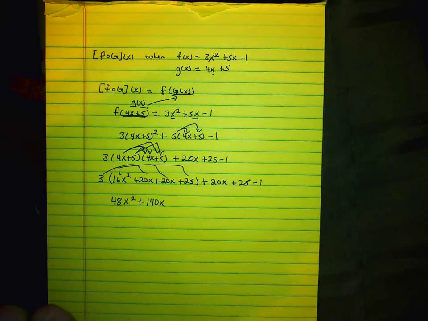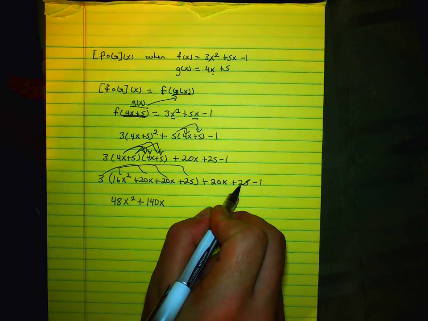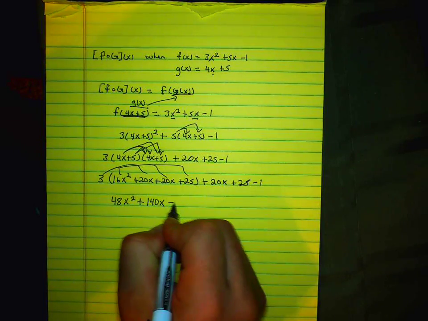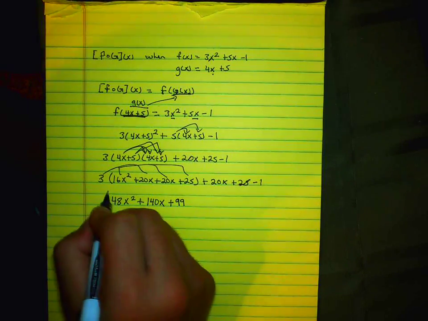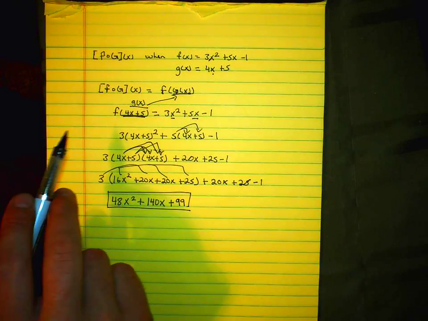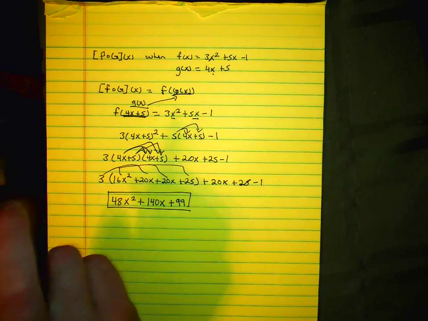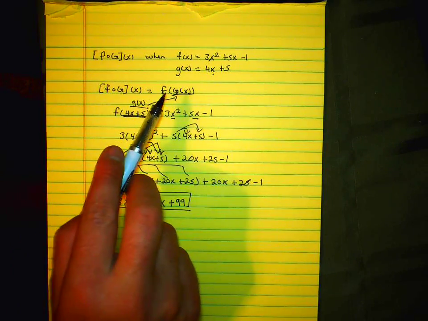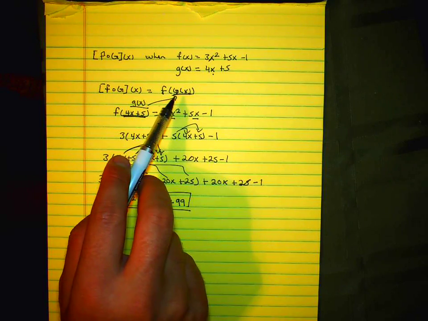Plus 3 times 25 is 75. 75 plus 25 is 100. 25 minus 1 is 99 positive. So here's my final answer as f of g, or fg of x, when x has this value, g has this value, and we are working our equation such that it looks like this.